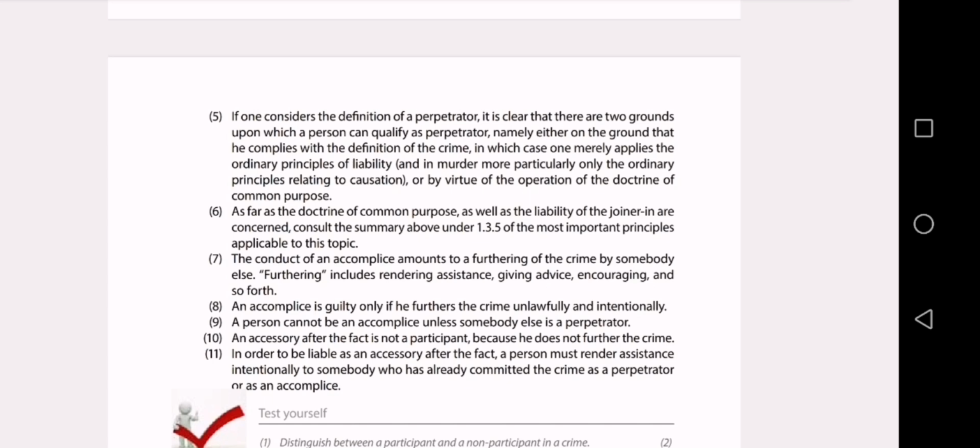In order to be liable as an accessory after the fact, the person must render assistance intentionally to somebody who has already committed the crime as a perpetrator or as an accomplice.